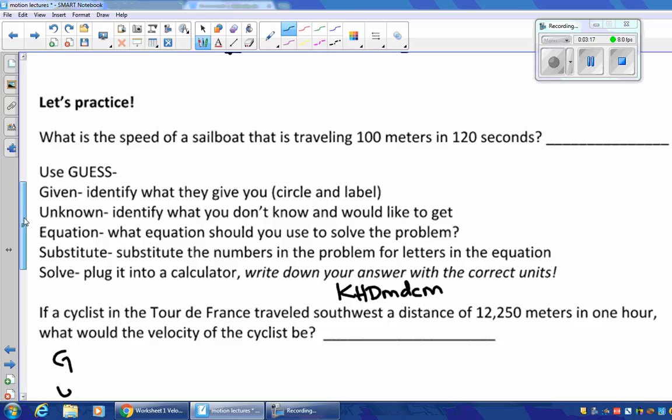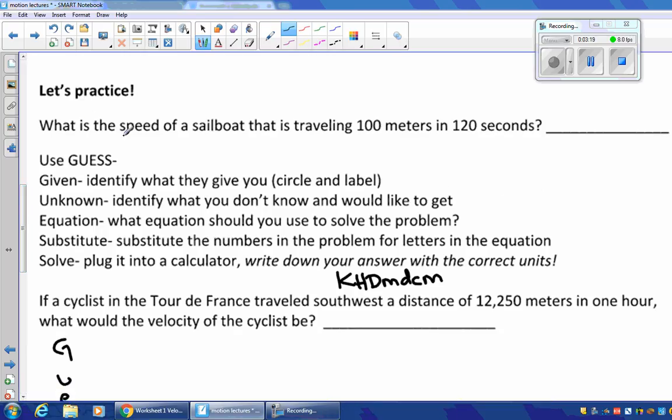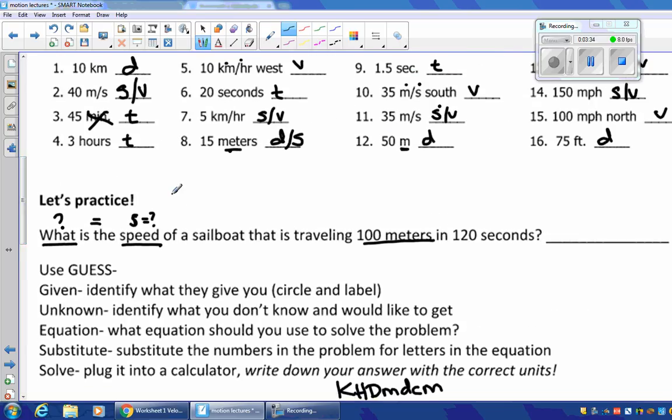Let's practice doing this real quick. What is the speed? What's the symbol for speed? This is how you get points: you put an S over that, since it's the question mark. What is the speed of a sailboat traveling 100 meters? Meters is distance, so put a D over that. And 120 seconds. Seconds is time, so put a T over it.